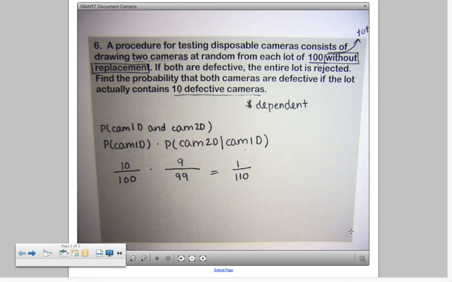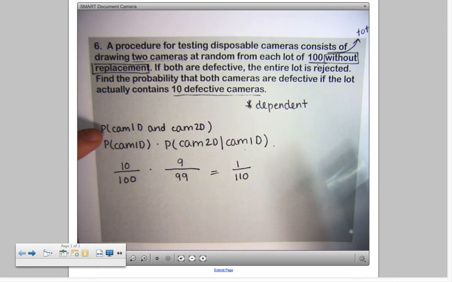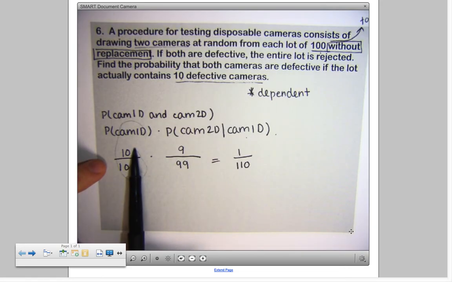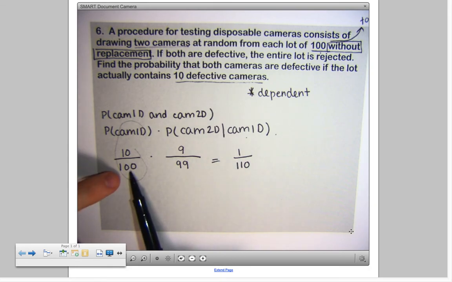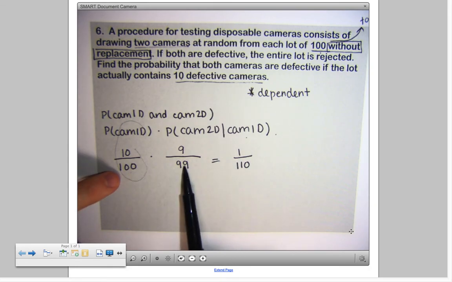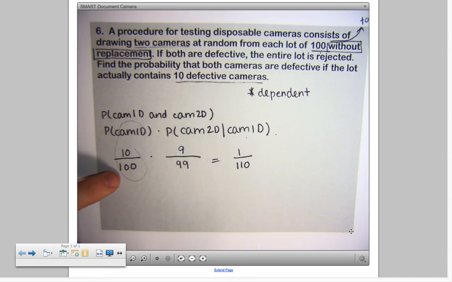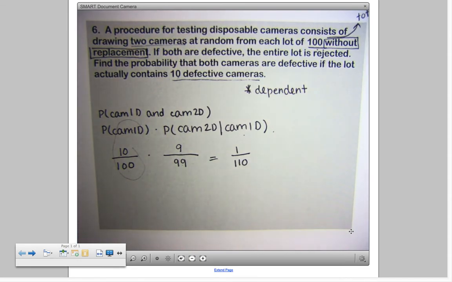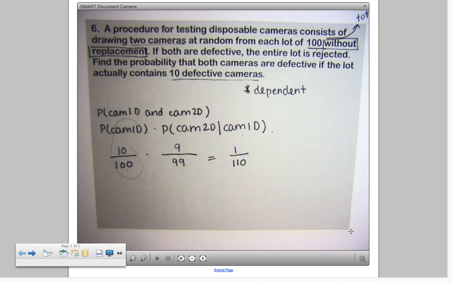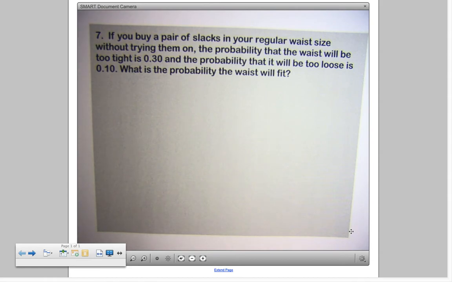Remember, without replacement, we have to do this given or conditional probability. So after I do the first probability, I had 100 cameras, I drew 1, so now I'm down to 99. I had 10 defective, I drew a defective, so now I'm down to 9 defective. Okay. 2 more word problems.